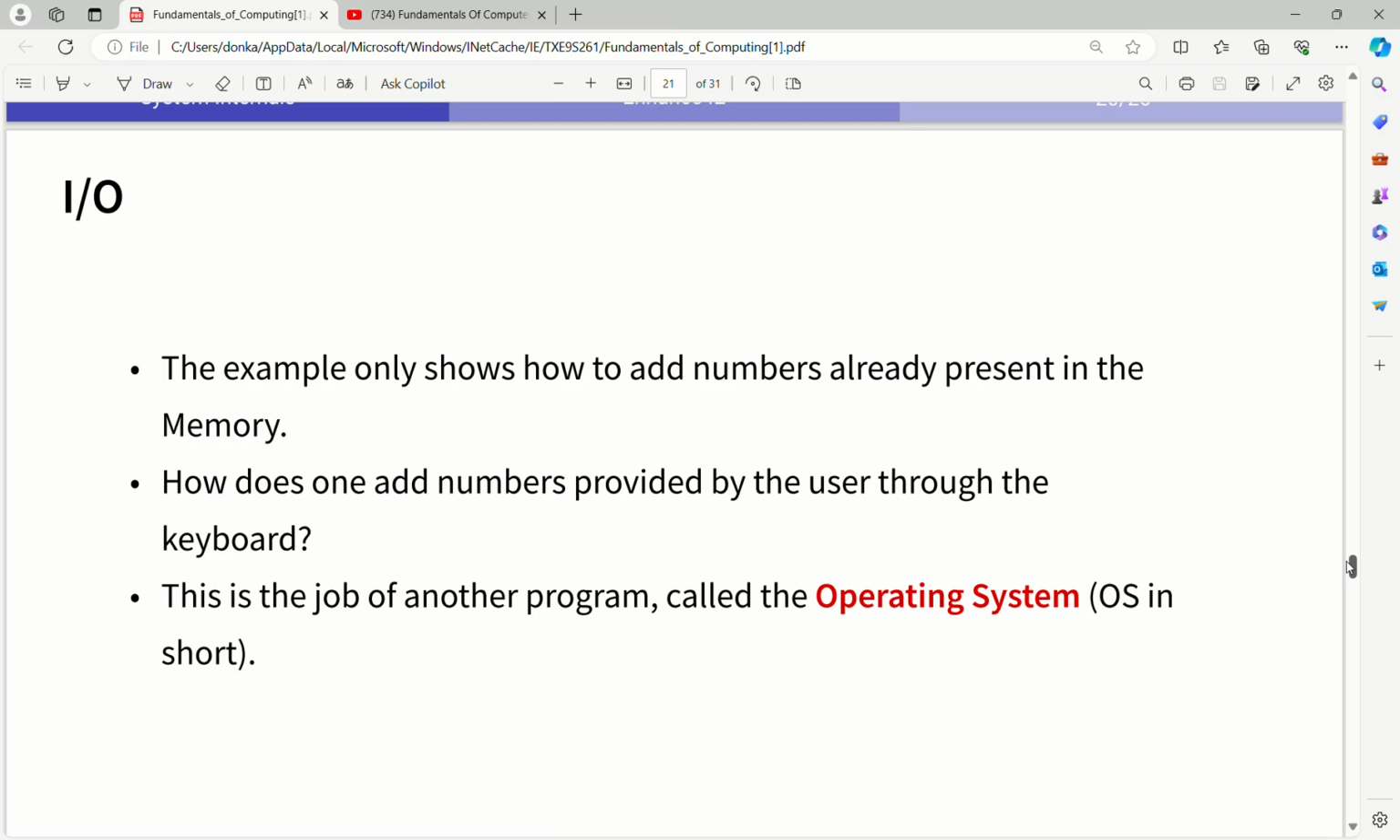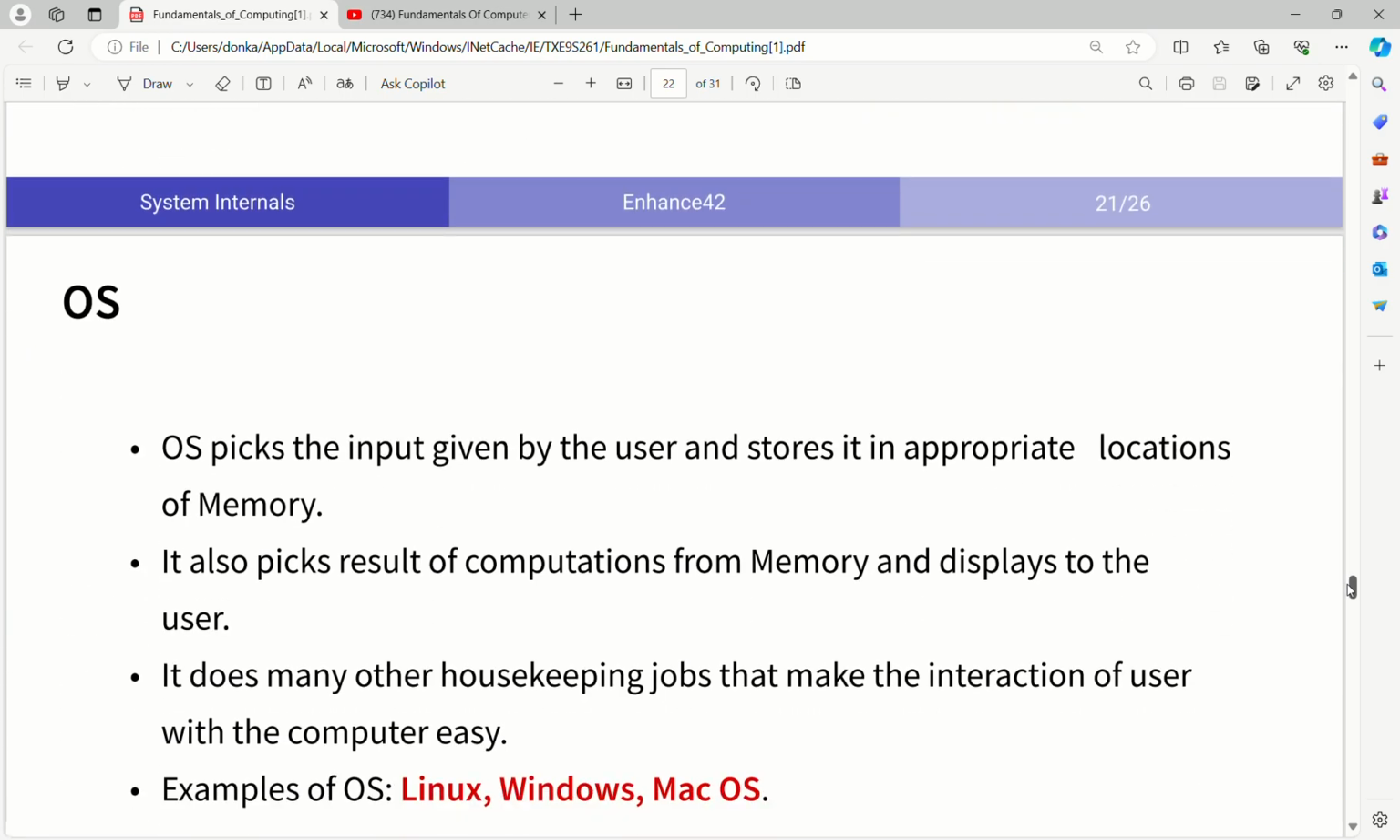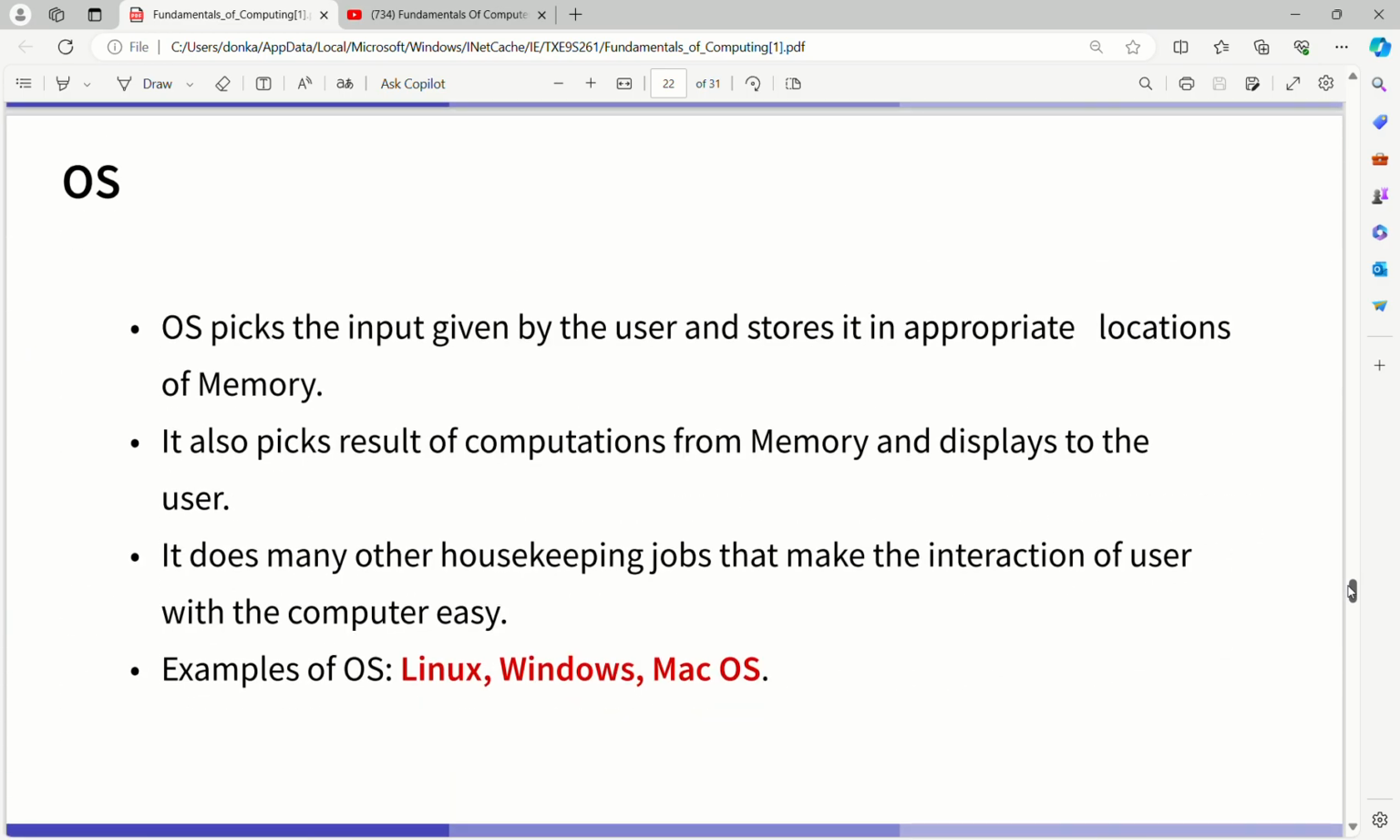And after that, the operating system. This is the job of another program called the operating system, OS. The OS does housekeeping jobs. It can do a lot of jobs. Examples of OS are Linux, Windows, Mac OS, etc. The OS picks the input given by the users and stores it in appropriate locations of memory.